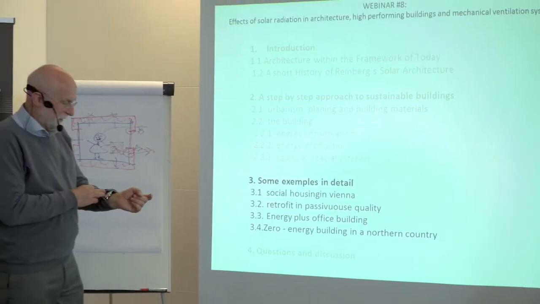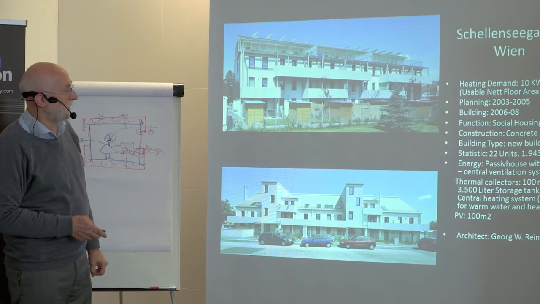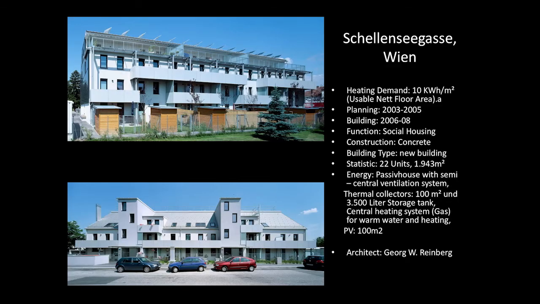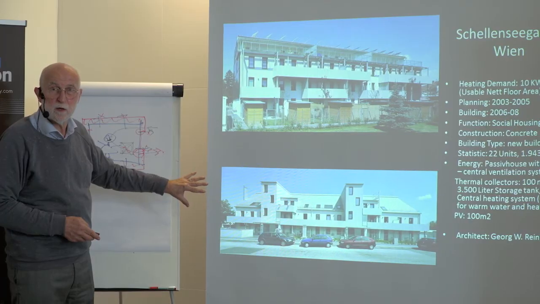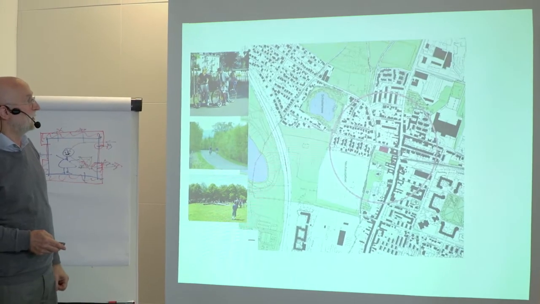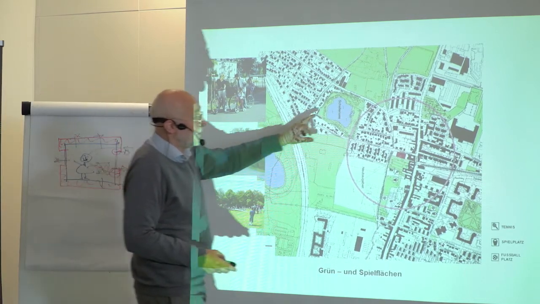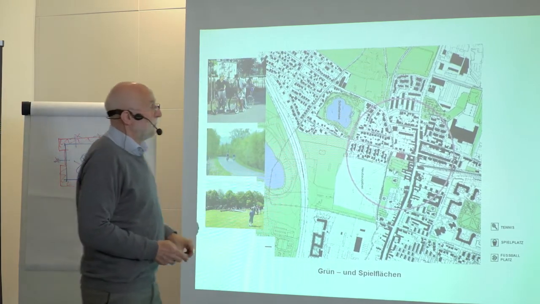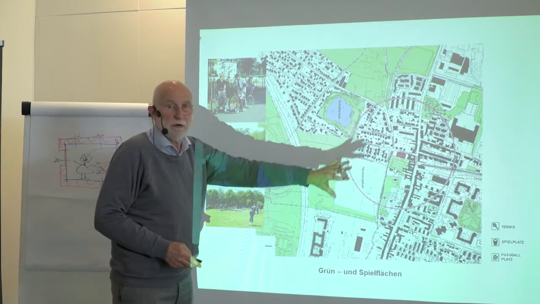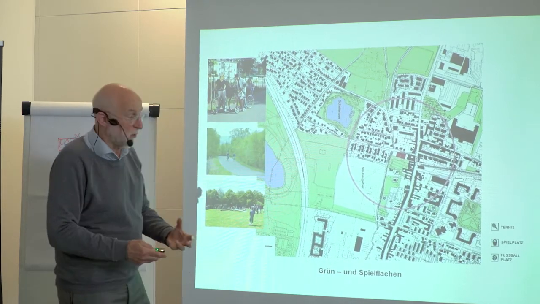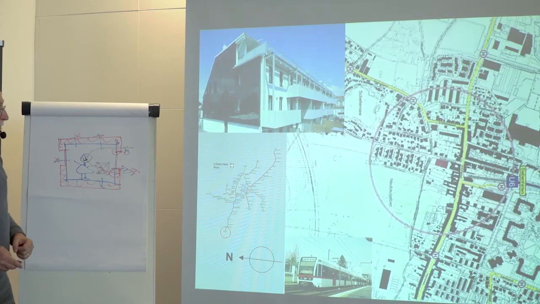Some examples in detail. We still have the time. It's a housing project, a socially subsidized housing project. It's a passive house with active elements. But it's not just the building strategy. We also have a good connection to public transport. We have green area around, so we can also reduce the traffic by urban planning.